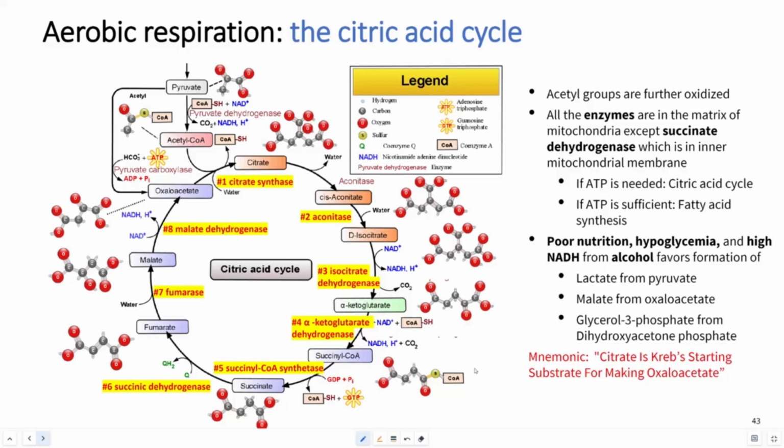Step 1 of the citric acid cycle involves combining the acetyl-CoA from the intermediate stage with a molecule called oxaloacetic acid to form citric acid. The molecule then gives the citric acid its name. Step number 1, the enzyme that's involved is called citrate synthase. That takes acetyl-CoA plus oxaloacetate.